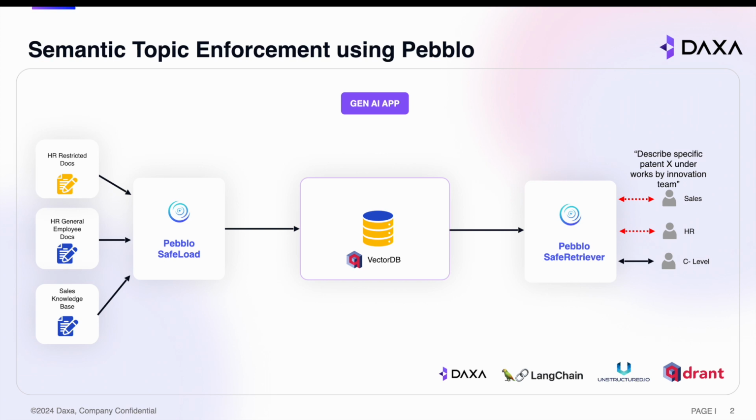And now, based on the user authorization level and application level policies, semantic guardrails can be enforced at retrieval time using Pebblo SafeRetriever. For example, a prompt asking to describe patents and works shouldn't be revealed for most of the GenAI application users, even though the information is present in the vector database.